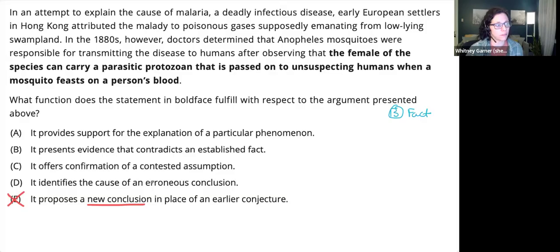Identifies a cause. A cause could be a fact. It offers confirmation of a contested assumption. Maybe a confirmation of something could be a statement of fact, evidence. And then if it just says provide support, who knows, right? That one could go either way. So this is not great, right? We can't get rid of quite as many. But now our job is to figure out what the structure of the argument as a whole is. So what is going on? Help me out with what's going on in this argument as a whole.